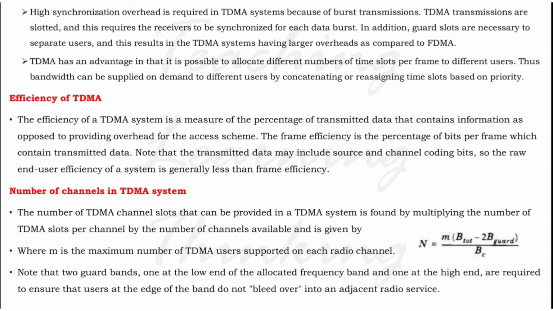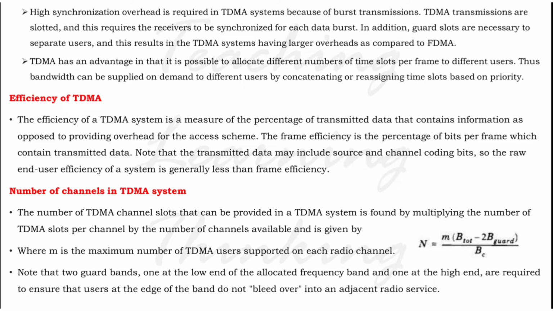And high synchronization overhead is required in a TDMA system because TDMA transmissions are slotted, and thus require the transmitter and receiver to be synchronized for each data burst. In addition, guard slots are necessary to separate users, and this results in the TDMA system having larger overhead as compared to FDMA.